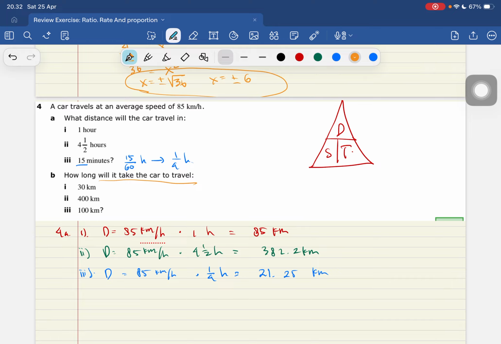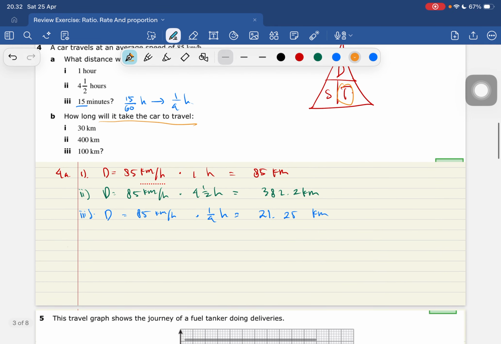Next, how long will it take the car, the time. Okay, to find the time, the distance we divide by the speed. So this is for B, the first one. The time is the distance 30 km divided by 85 km per hour. So the time is 0.35 hour.